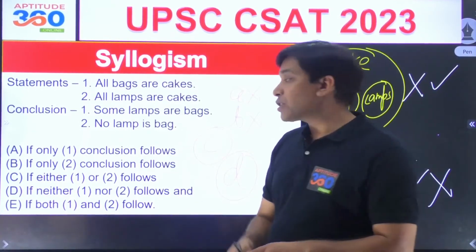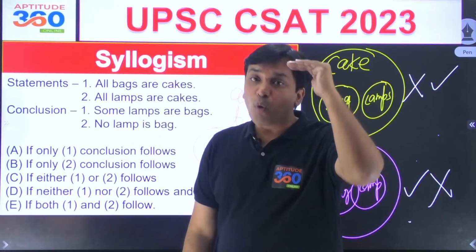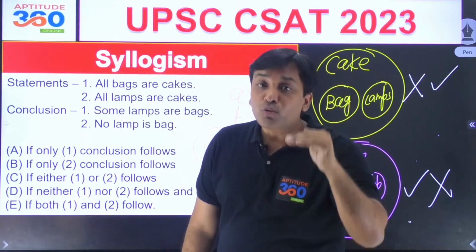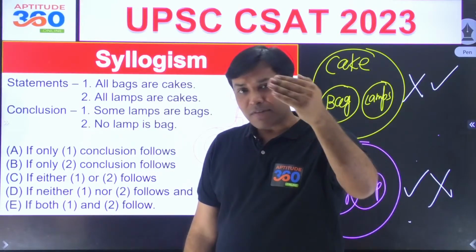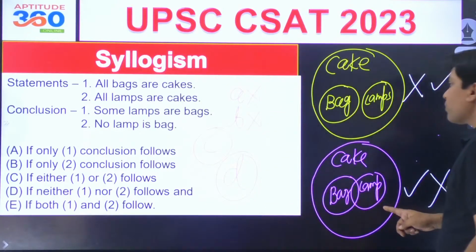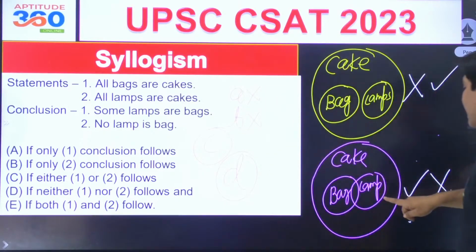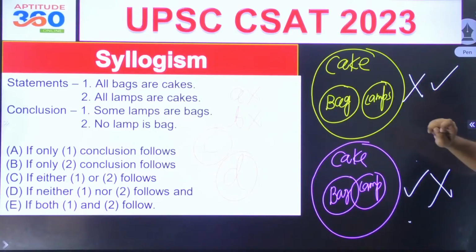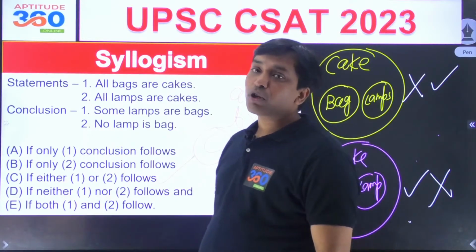And what is C option? Either 1 or 2 follows. Yani when conclusion 1 is true, conclusion 2 is not true. And when conclusion 2 is true, vice versa thing. अब यहाँ पे क्या हुआ? जो पहला conclusion है, some lamps are bags. If this is true, this is not true. The second one. And when the second one is true, the first one is not correct. What is going to be the answer in this problem? It is going to be C.